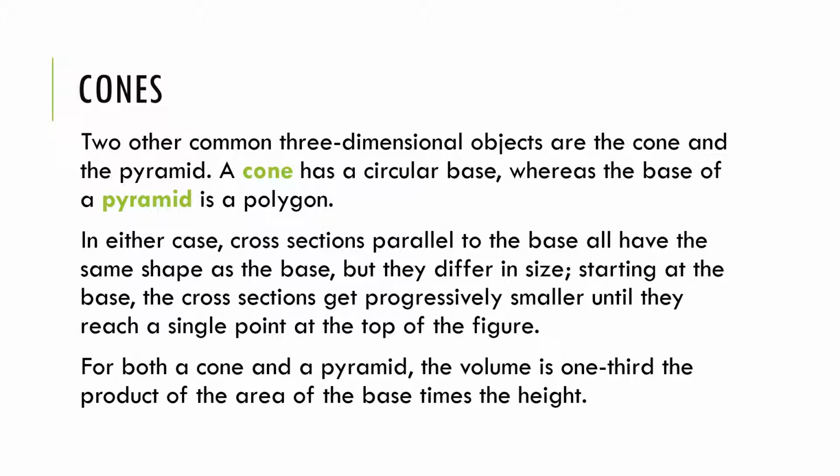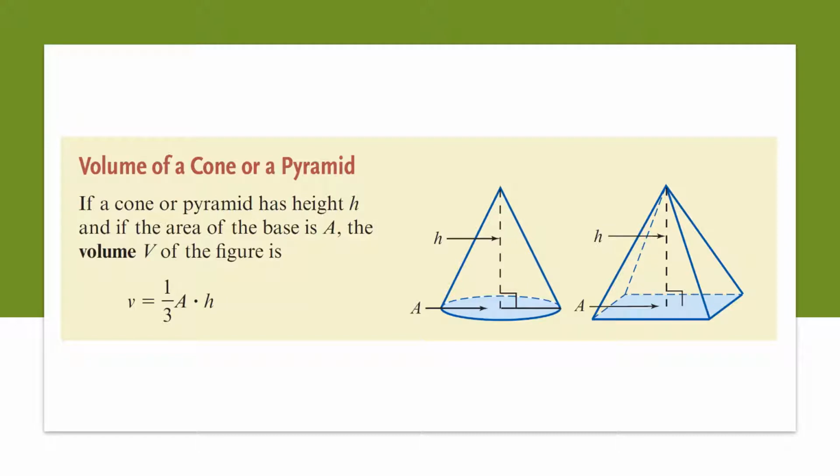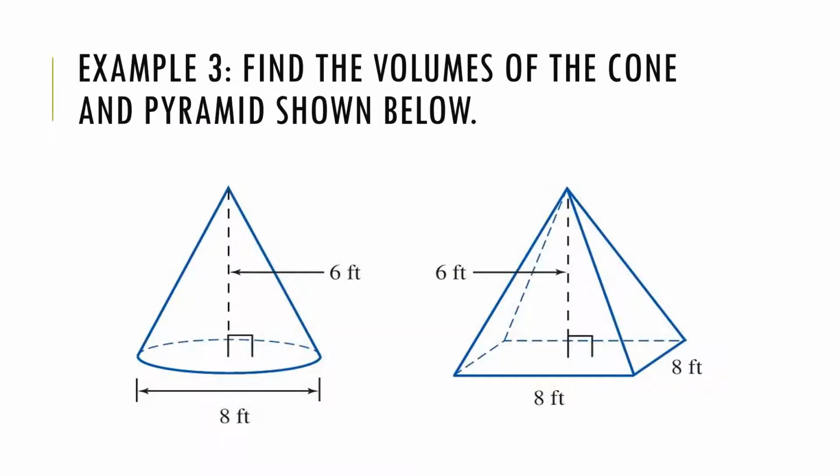For both a cone and a pyramid, the volume is 1/3 the product of the area of the base times the height. So here's that formula, volume of a cone or a pyramid. If a cone or a pyramid has height h, and if the area of the base is A, the volume V of the figure is V equals 1/3 times the area times the height. You're going to have two shapes that look exactly like this on your homework. So hopefully this will get you good and prepared for those problems on the homework.